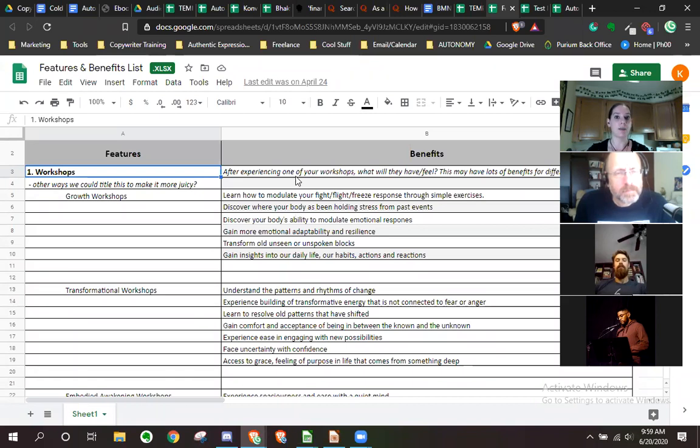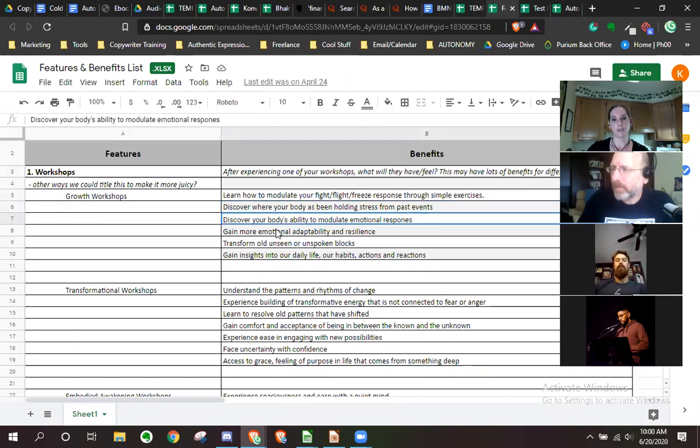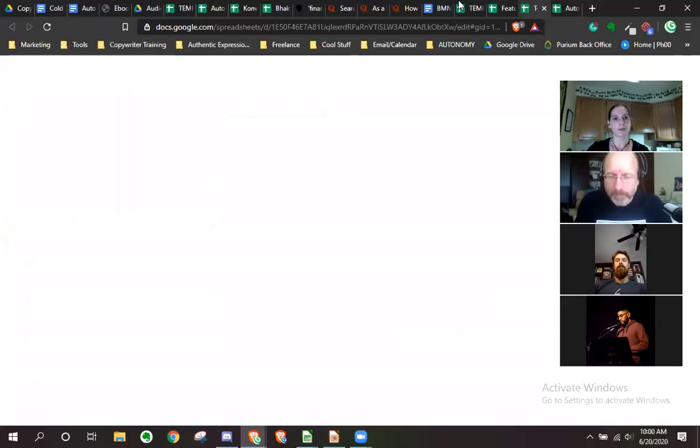So I gave her some guidance on one of these. She had different kinds of workshops that she offered. So I set this up for her and said, after experiencing one of your workshops, what will they have? What will they feel? And she was able to go through and identify all of these different benefits for each one. And let's see, let me do another example for you.